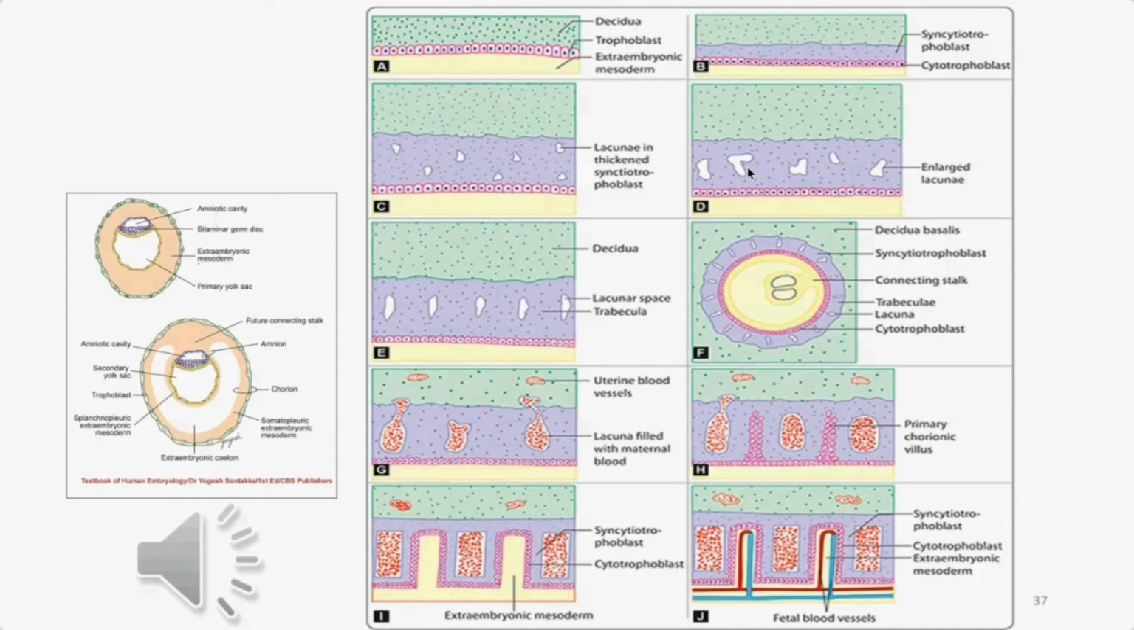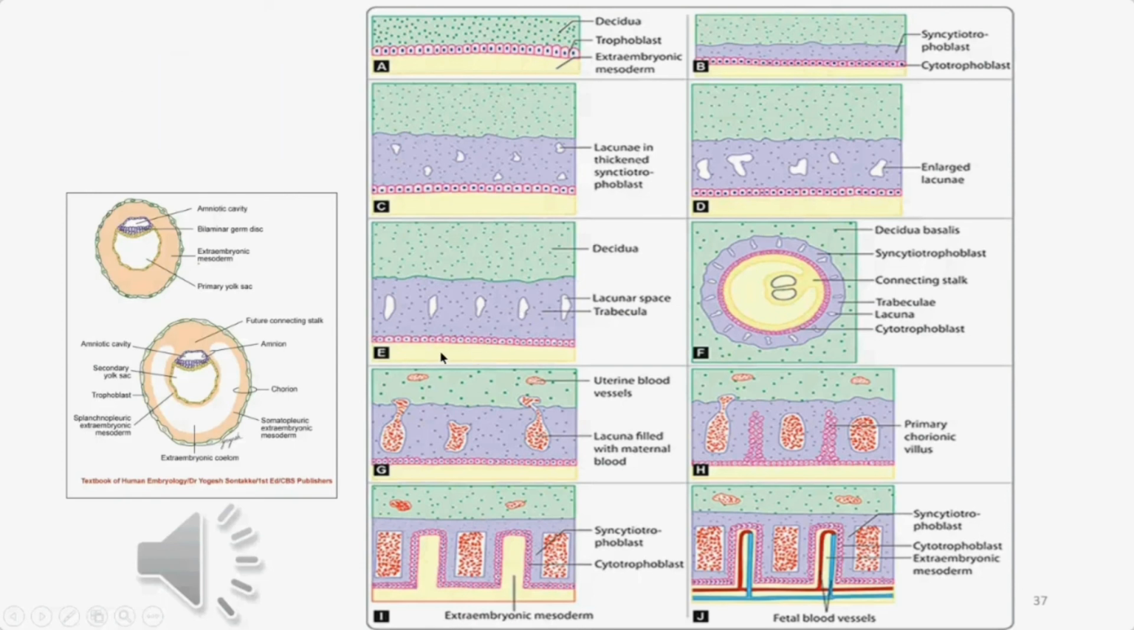Once again, keep in mind we are seeing this in 2D, so you imagine it in 3D. Outside the extraembryonic coelom, all these are happening. So there is an enlarged lacunae. There is a lacunar space, and in between the lacunar spaces there is a syncytiotrophoblast. The space between the two lacunae is now known as the trabecula. So here one is the trabecula and lacunae.